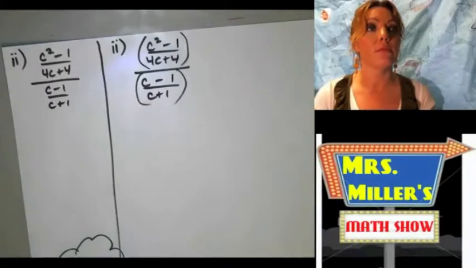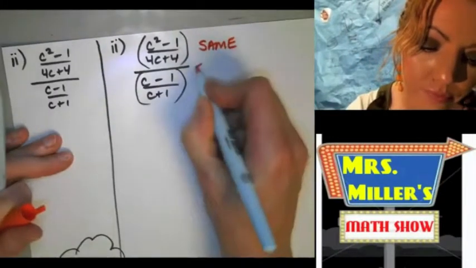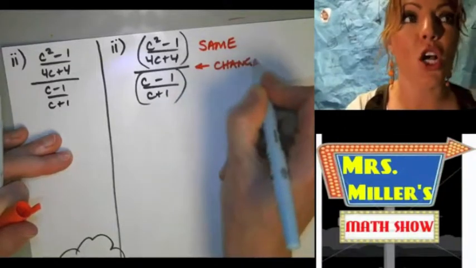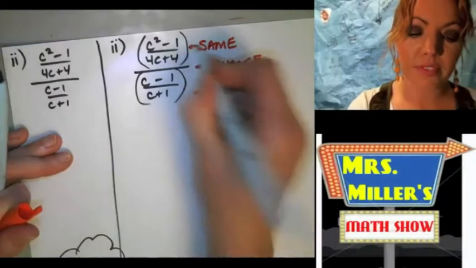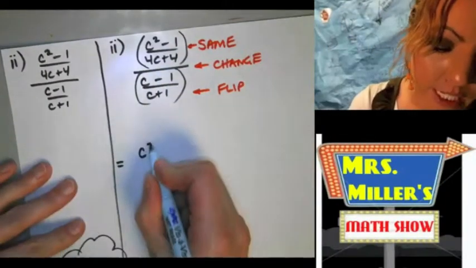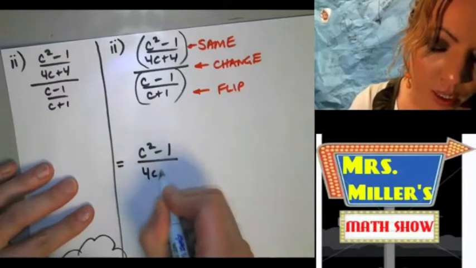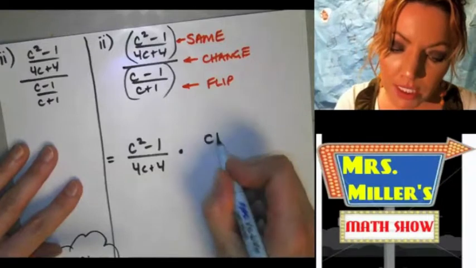Same, change, flip. Everybody give it up for Shuggy. Yay, Shuggy. Okay. So we keep the top as c squared minus 1 over 4c plus 4. We change division to multiplication, and then we flip the bottom to be c plus 1 over c minus 1.